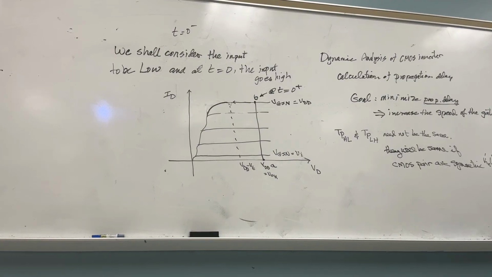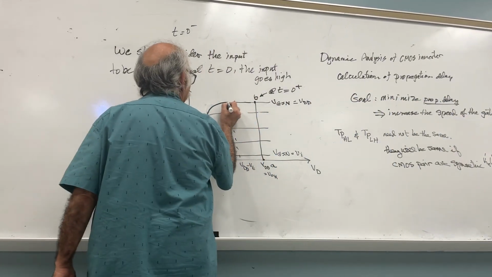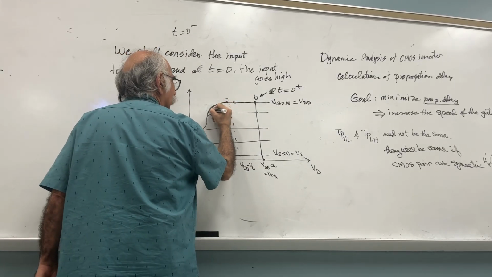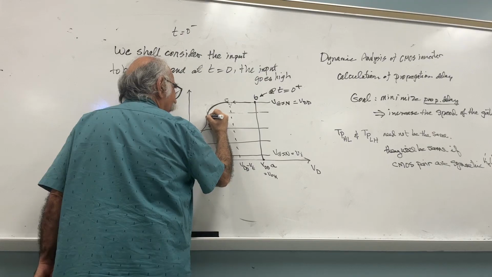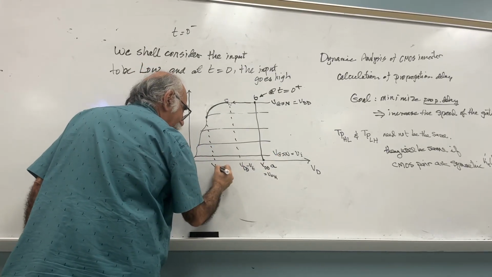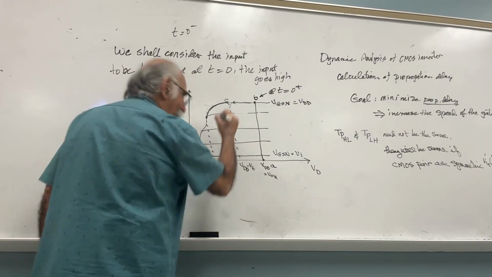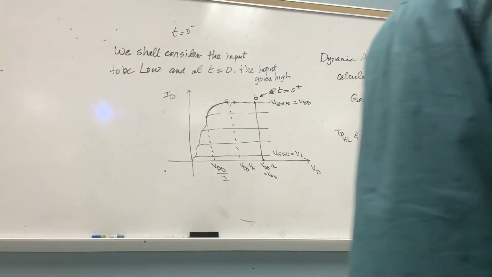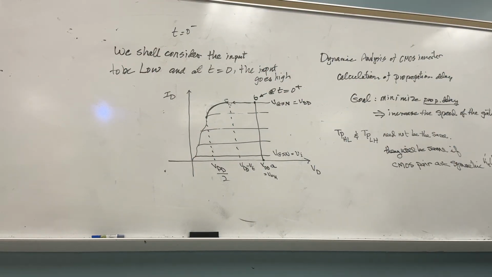Where am I entering? I am entering the triode region. Until I reach what point? So let's say this one is point C. And let's say this continues until I reach this point in which the voltage at the drain is VDD over 2. Did you get it or not? You lost me here. Can we try it one more time?